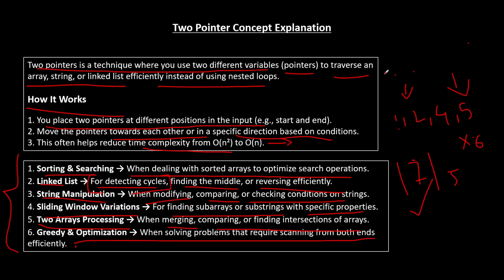And this could be done in O of n squared time complexity by keeping index 1 and traversing this complete array, then keeping this as 1 and traversing this complete array again. So this is one of the examples I could take right now for understanding the two-pointer concept. I hope you understood it very clearly. Now let's move to the next slide.